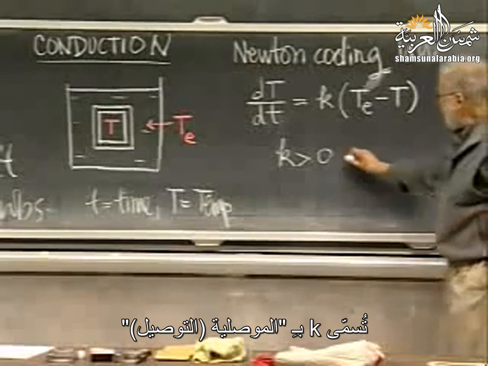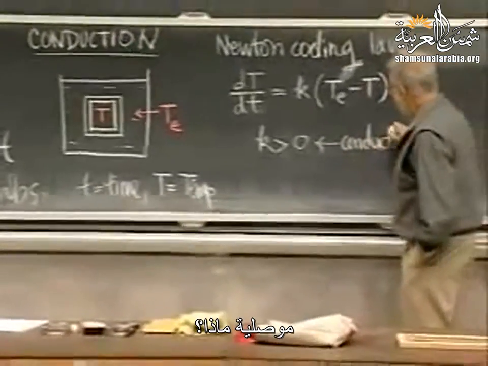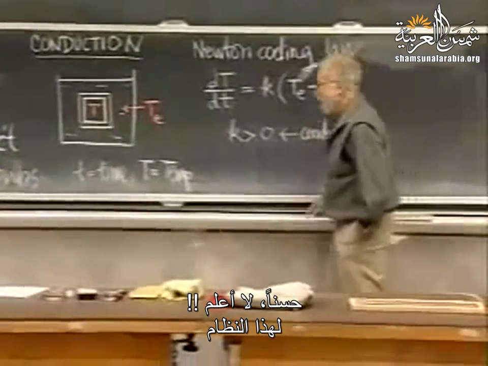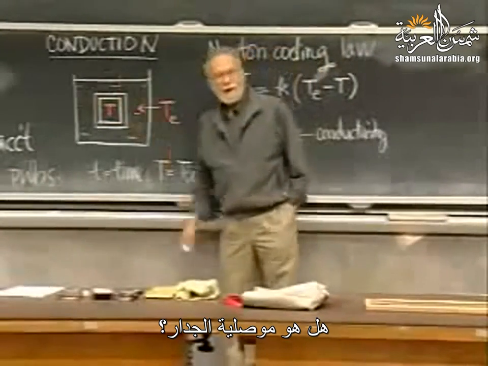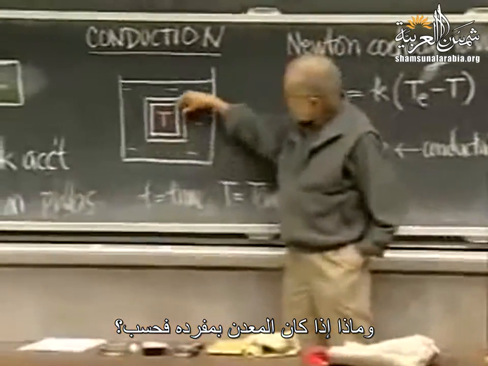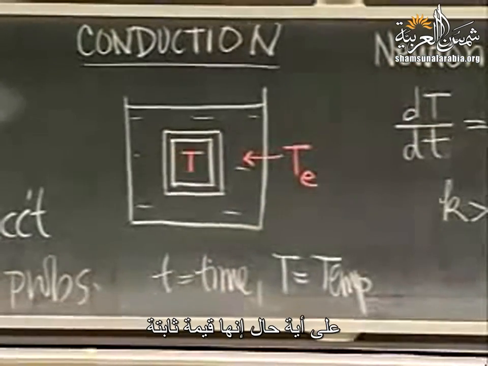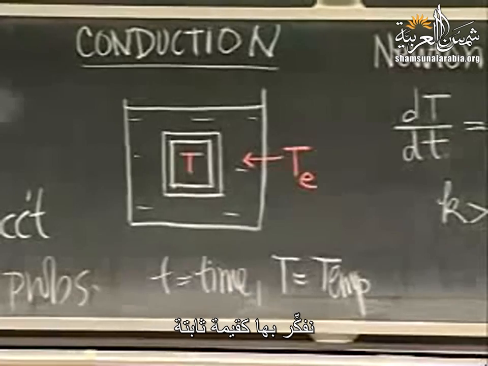This is called the conductivity. The conductivity of what? Well, I don't know, of the system, of the situation. The conductivity of the wall, or if the metal were just by itself, it would, at any rate, it's a constant. It's thought of as a constant.